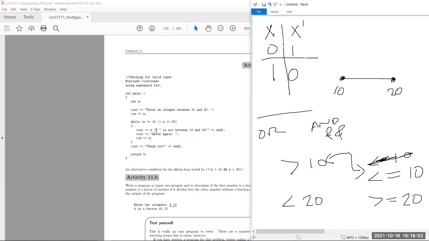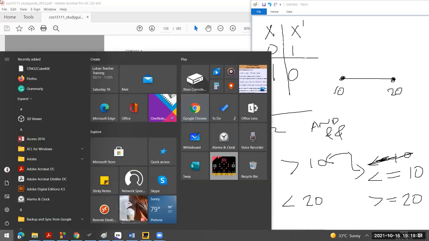Okay, Vincent? I'm going to do it in code blocks just now. Let me do it in code blocks. Yes, sir, I'm still here. Okay, good. All right, so let's open up my code blocks.